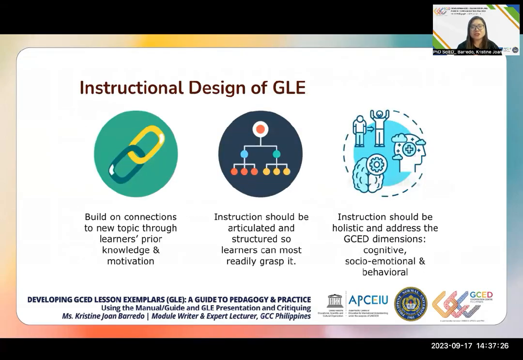This is the instructional design of the GSET lesson exemplar. First is to build on connections to new topic through learners' prior knowledge and motivation. Instruction should be articulated and structured so learners can most readily grasp it. Instruction should be holistic and address the GSET dimension: cognitive, socio-emotional, and behavioral.